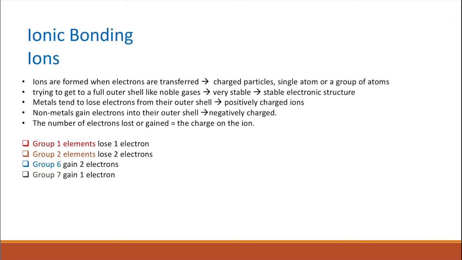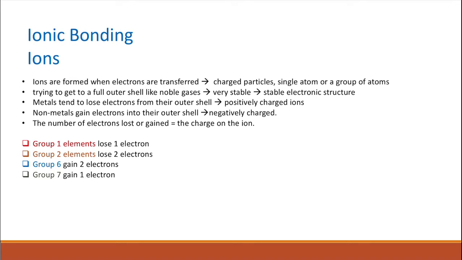So now let's move on to talk about ionic bonding. And when we talk about ionic bonding, we must start off by talking about ions. So what are ions? Ions are formed when electrons are transferred. So ions are charged particles. They can either be a single atom or a group of atoms.